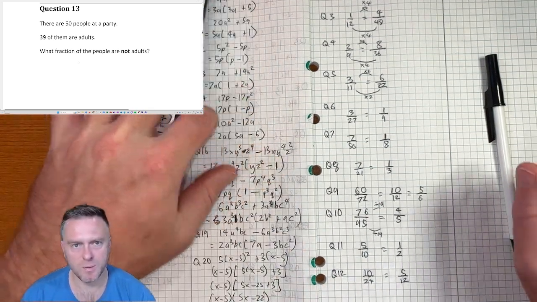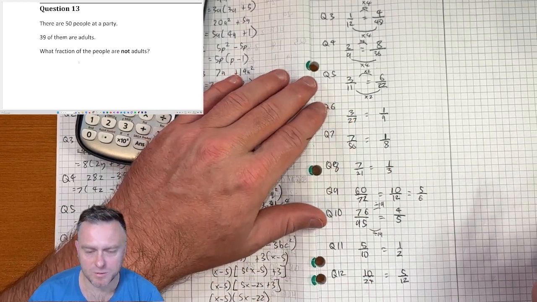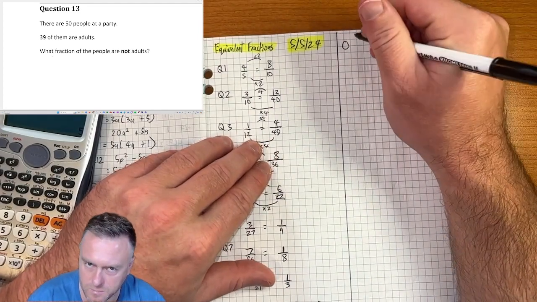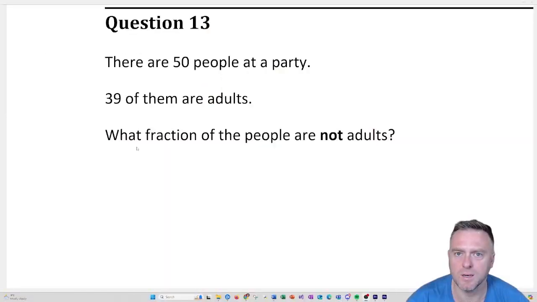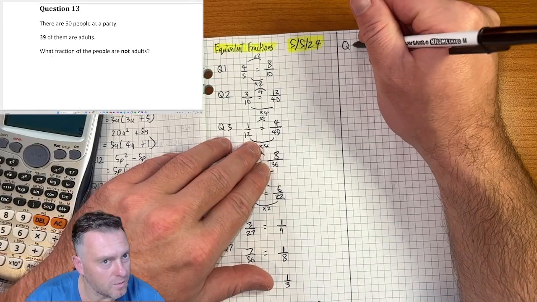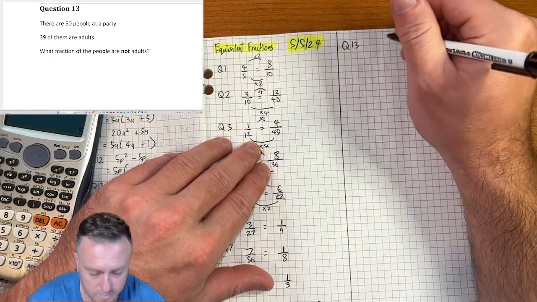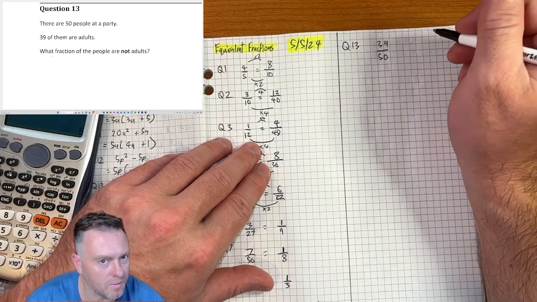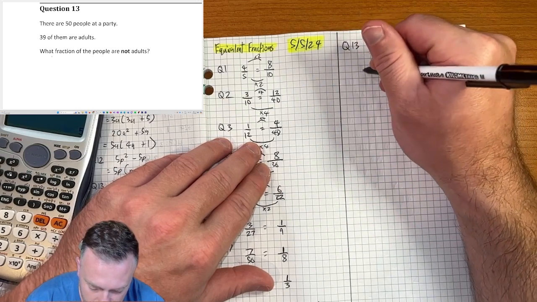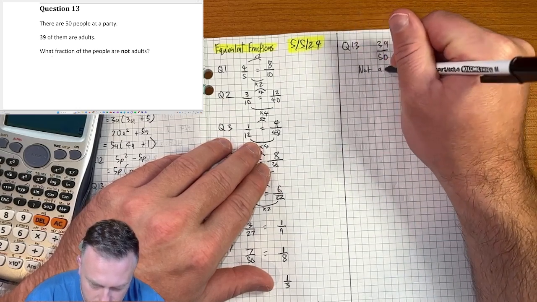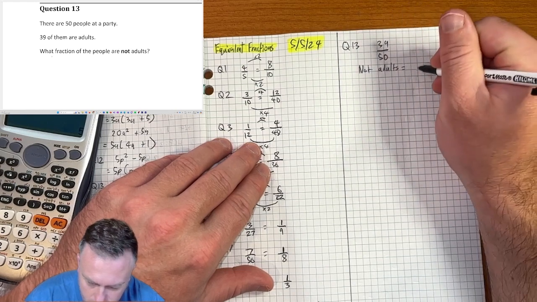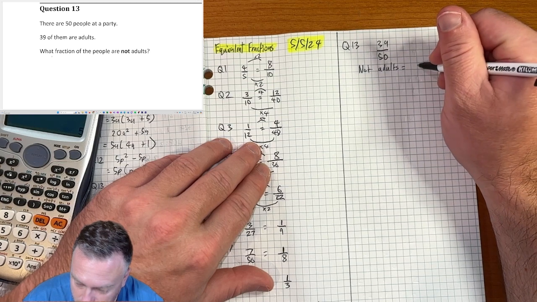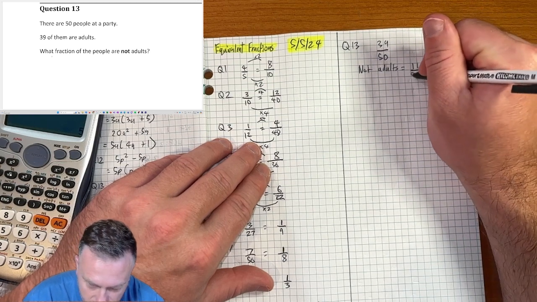So question 13, 50 people at a party, 39 of them are adults. What fraction were not adults? Just so you've seen it, sorry. So then we're doing question 13. There's 39 out of 50 at the party were adults. So then the opposite, not adults, is 50 take away that, which will give you 11 out of 50.